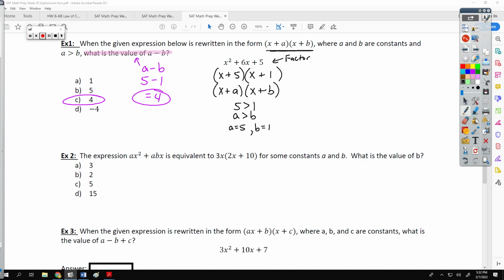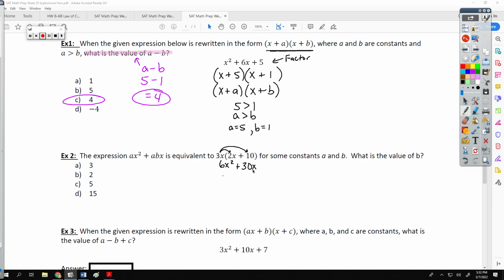Second problem, the second example says the expression ax squared plus abx is equivalent to 3x times the quantity 2x plus 10 for some constants a and b. What is the value of b? So what we need to do is basically work backwards. We need to take the equivalent expression and distribute the 3x. That would give us 6x squared plus 30x.